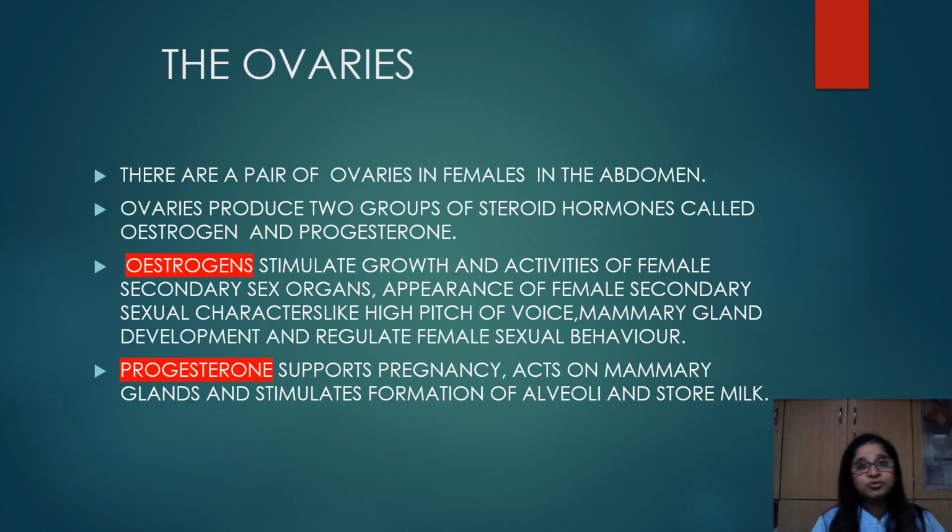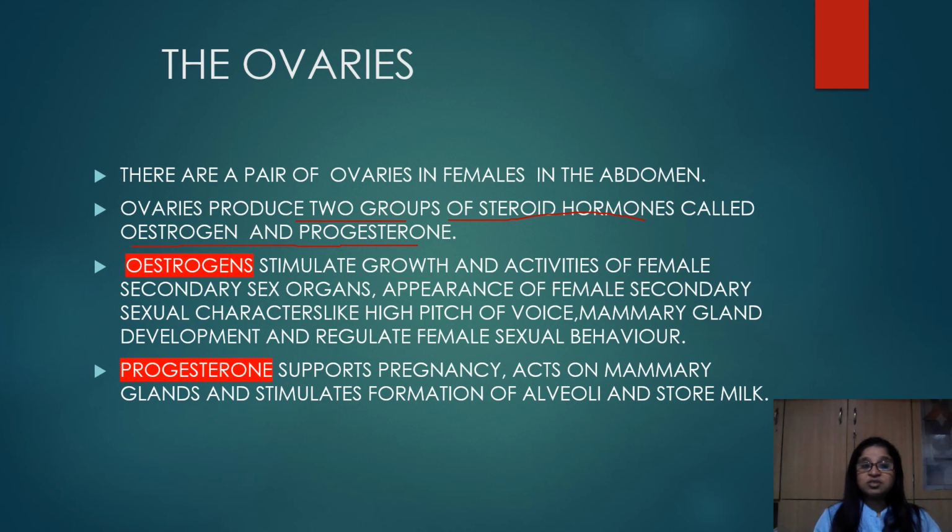Similarly, in the females too, we have the ovaries, which also act as endocrine glands. The major function of the ovaries is to produce the eggs or the ovum, but they also produce two groups of steroid hormones which are called estrogen and progesterone. So what is the function of these? Estrogens stimulate growth and activities of the female sexual organs, the appearance of the female secondary sexual characters like high pitch of voice, mammary gland development or breast development, and also regulate the female sexual behavior. So all the secondary sexual characters that develop after puberty are because of the estrogens.